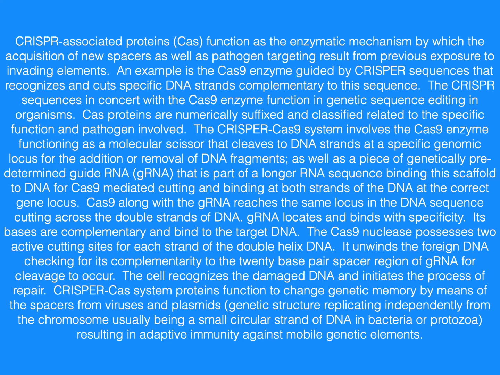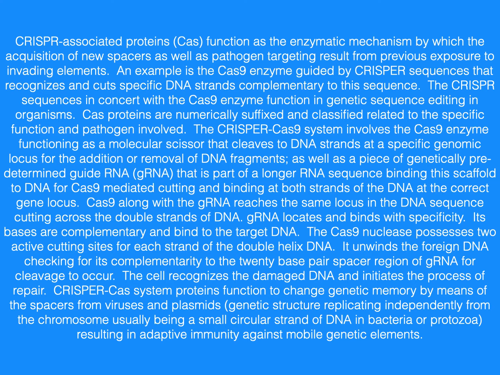The CRISPR-Cas9 system involves the Cas9 enzyme functioning as a molecular scissor that cleaves DNA strands at a specific genomic locus for the addition or removal of DNA fragments, as well as a piece of genetically predetermined guide RNA, gRNA, that is part of a longer RNA sequence binding the scaffold to DNA for Cas9 mediated cutting at both strands of the DNA at the correct gene locus.